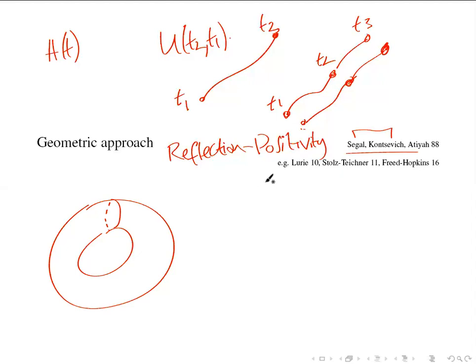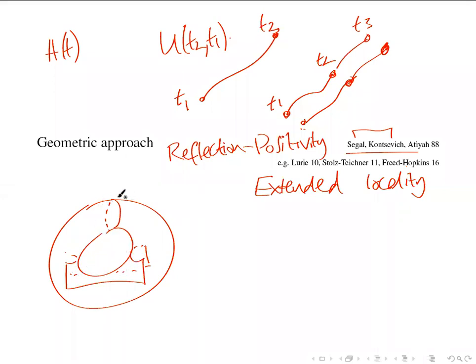Okay, but it's not just locality, it's this notion of extended locality. And what does that mean in this picture? That means that it should be possible not only to cut along manifolds of codimension 1, but you should also be able to cut along manifolds of codimension 2. That is to say, manifolds with boundaries and corners, and paste things together consistently.